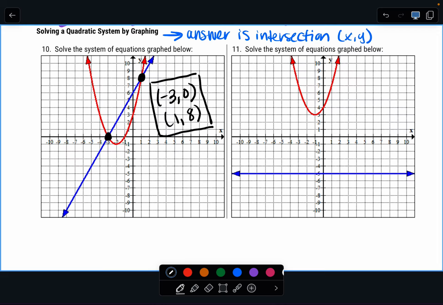What do I say for number 11? No solution, where they do not intersect. You guys will have 55 minutes to do your practice. I will be checking everyone's practice at the end of this class.